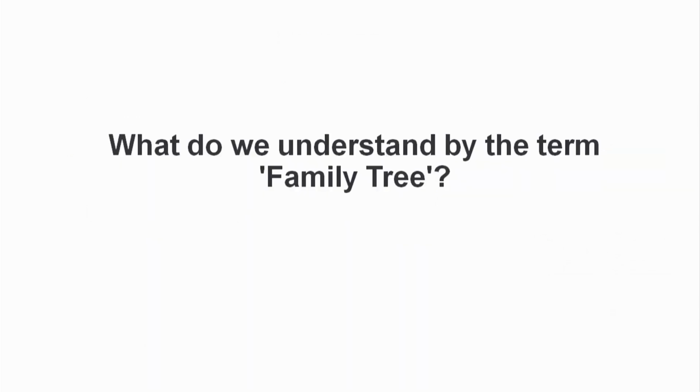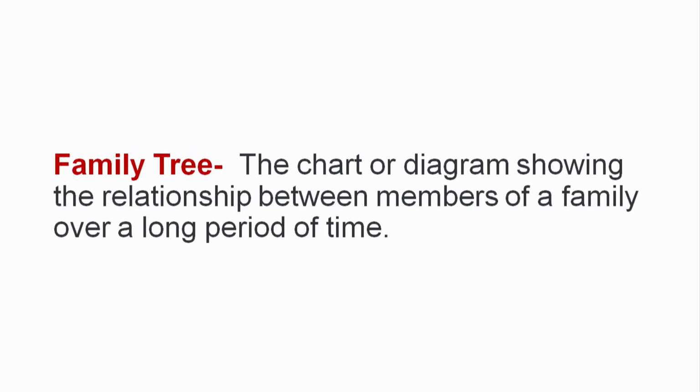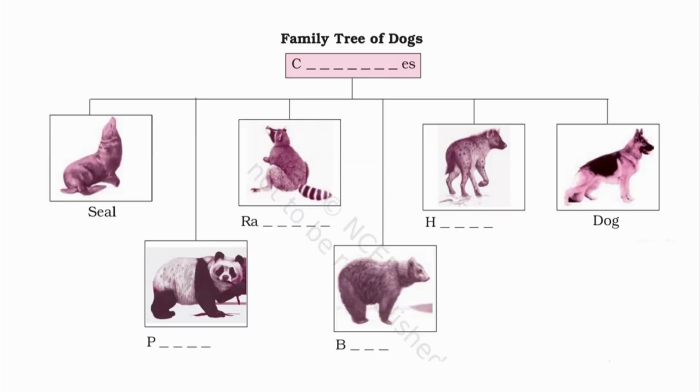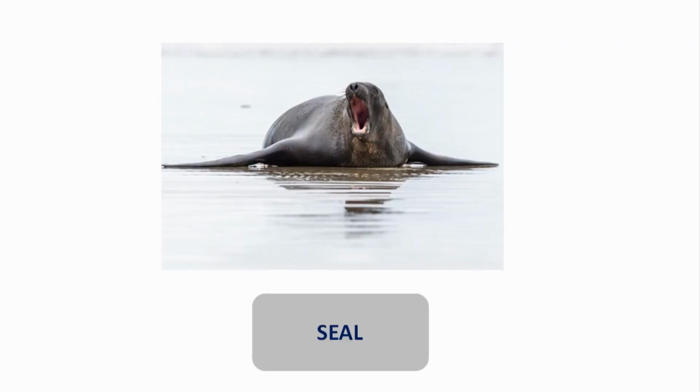Now, what do we understand by the term family tree? A family tree is a chart or diagram showing the relationship between members of a family over a long period of time. Now, to fill this chart, let us first take a look at each member of the dog's family one by one. So here is the first animal from the chart.